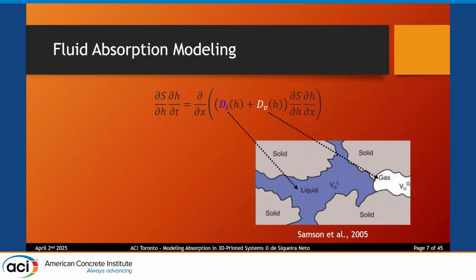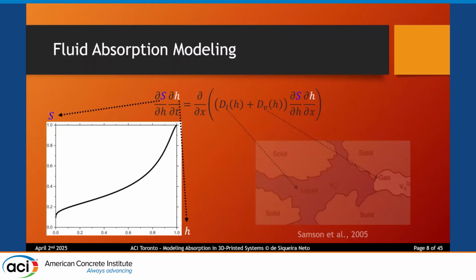And the third thing is that the model also considers the equilibrium between the liquid and the vapor phases, specifically in terms of the degree of saturation, S in blue, and the relative pore vapor pressure, H in white. And the way the model considers this equilibrium for each material is through the curve that you see on the left that we call the absorption isotherm.